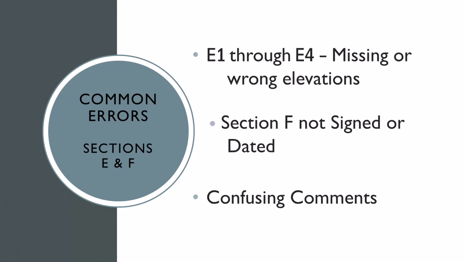If it's a building that truly has no need for heating, cooling, or hot water, then E3 should be marked as NA, and this fact should be explained in the comment section of F. Another error we see is that once section E is filled out, section F is not signed or dated. Or, if it is signed, it's missing the date. Be sure to keep a lookout for these errors.